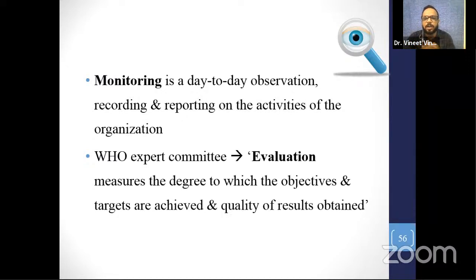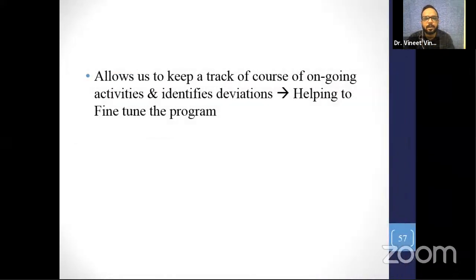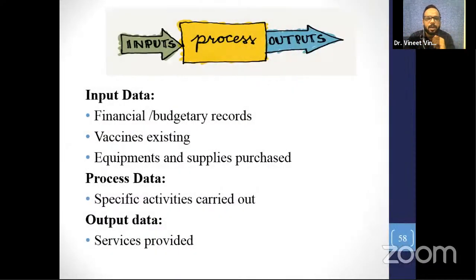After monitoring, you go with the evaluation. According to the WHO expert committee, evaluation measures the degree to which objectives and targets are achieved and the quality of results obtained. It allows us to keep track of the course of ongoing activities and identify deviation, whether you are actually doing the correct thing, whether the program is being conducted as planned or you are deviating from it. In the meantime, you can fine tune the program. If there are any changes you would like to make during the process, it is called fine tuning the program. So in this you are going to record everything that is happening.